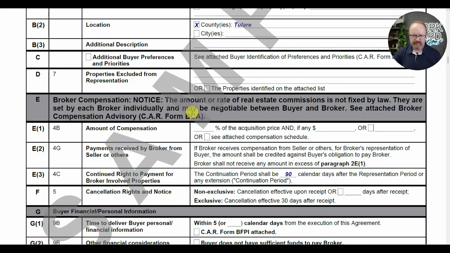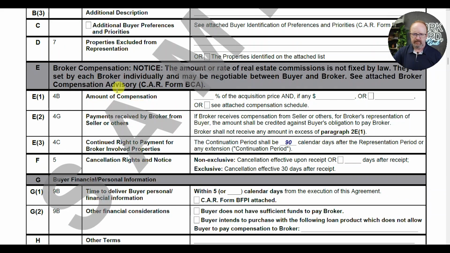Again, big notice, commissions are not fixed by law, and they are negotiable. All right, now the important part, the amount of compensation. So you're going to put a percentage here or a flat dollar amount here, or if you have a compensation schedule of some kind, you can attach it, but I didn't fill this out for obvious reasons, antitrust and whatnot. So you're going to put whatever you charge for your services.